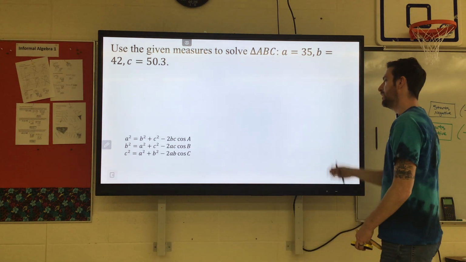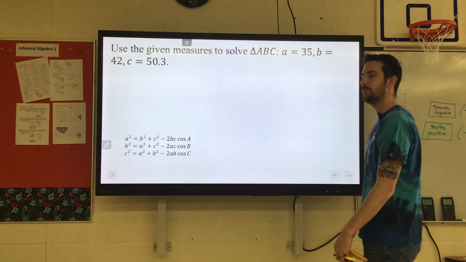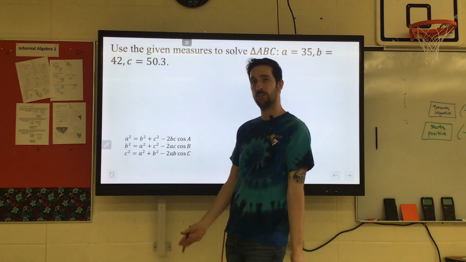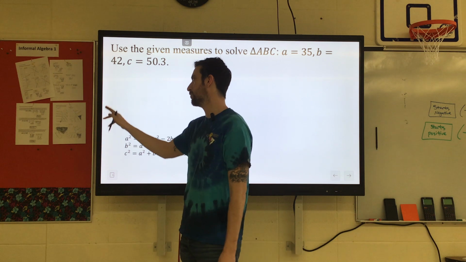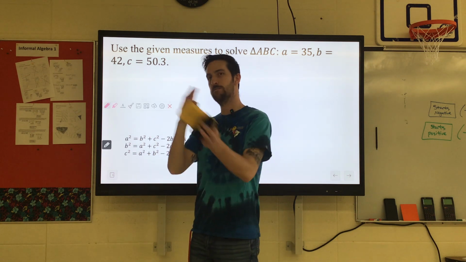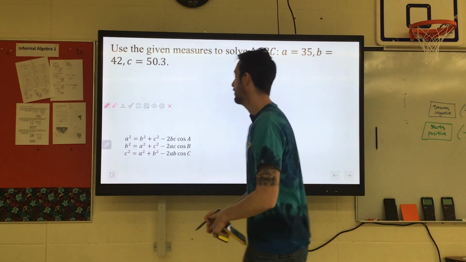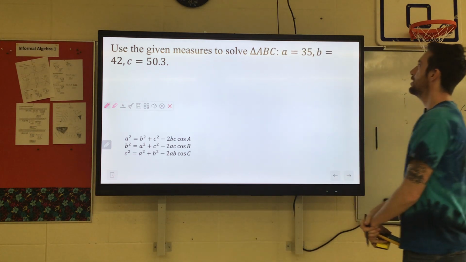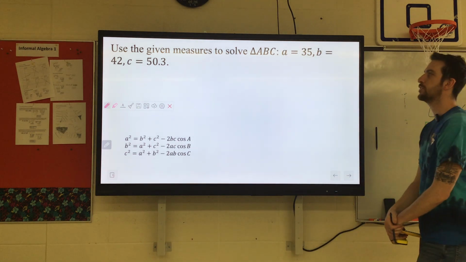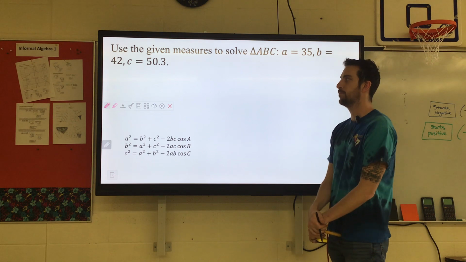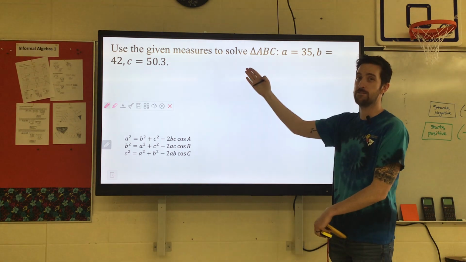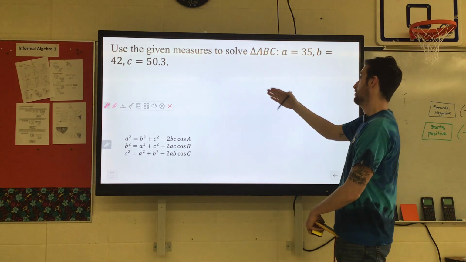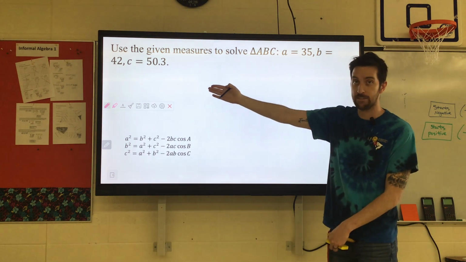Oh no, they didn't even draw it for us. You know what? That's not even a problem. You could draw it, you could do a quick sketch if you'd like, but you know that side A is going to correspond to angle A. You know side B is going to correspond to angle B. So A is 35, B is 42, and C is 50.3, meaning A, the smallest side length, is going to have the smallest angle. C, the largest side length, is going to have the largest angle.